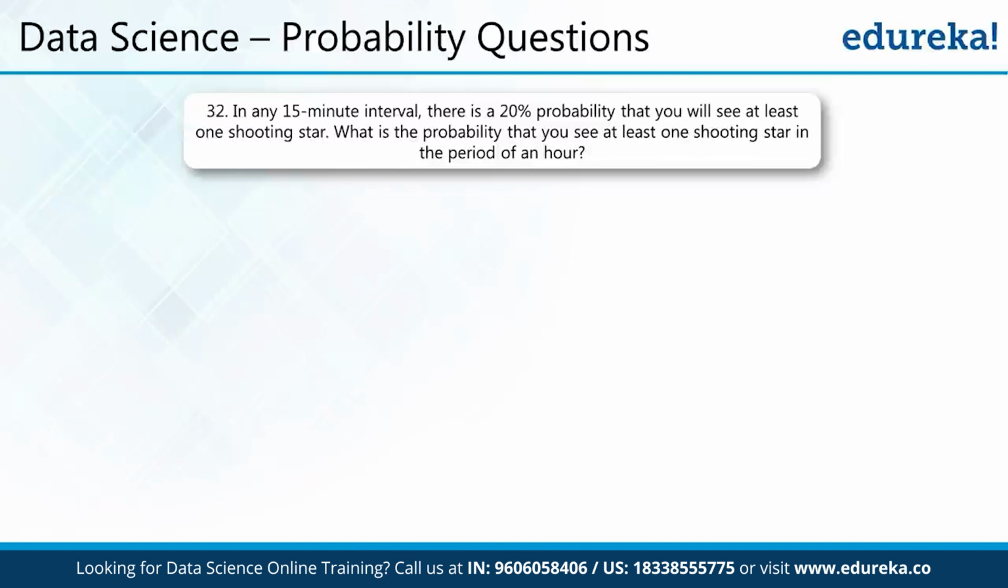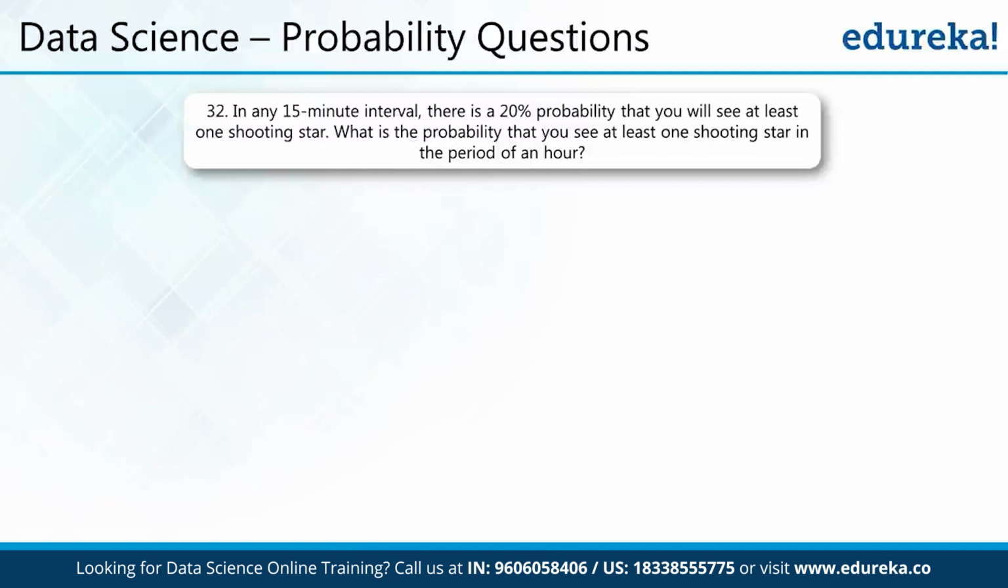Okay, so I'll read out what the problem is here. It says in any 15-minute interval, there is a 20% probability that you will see a shooting star. So what is the probability that you see at least one shooting star in a period of an hour? So the information given to us is that every 15-minute interval there is this 20% probability you will see at least one star. We now want to calculate this probability in a period of 1 hour, right?